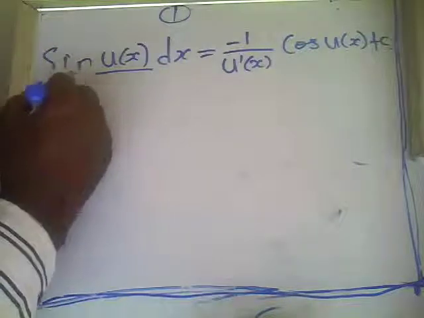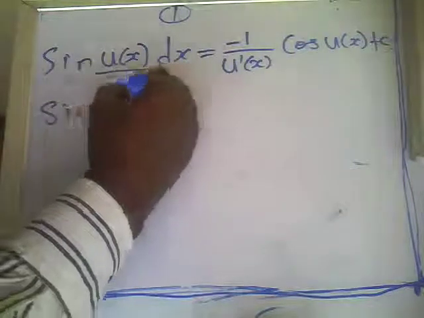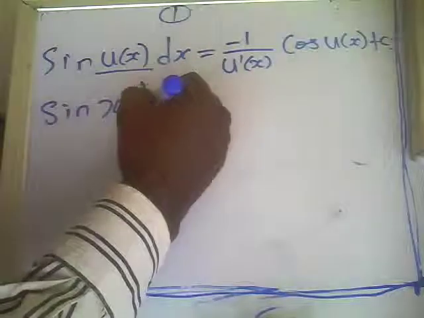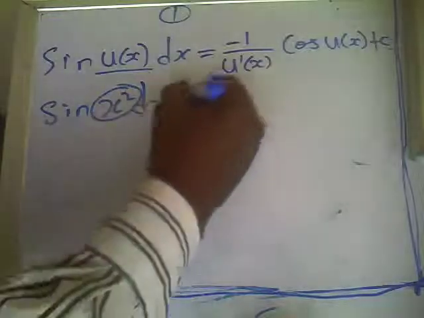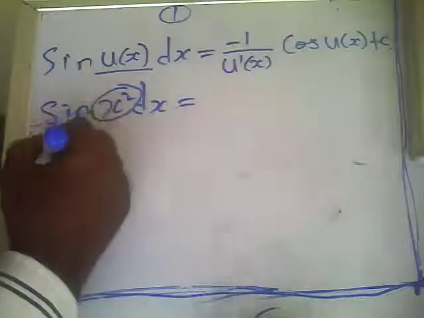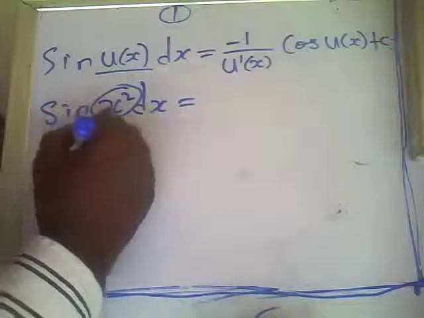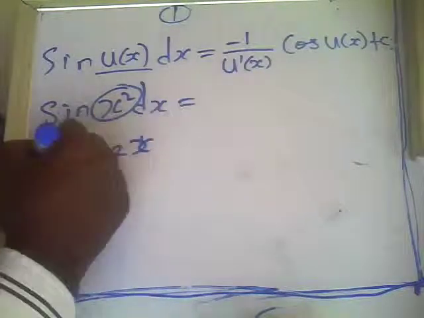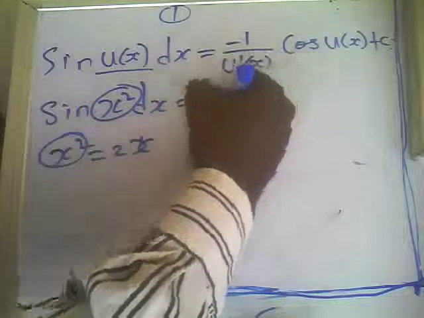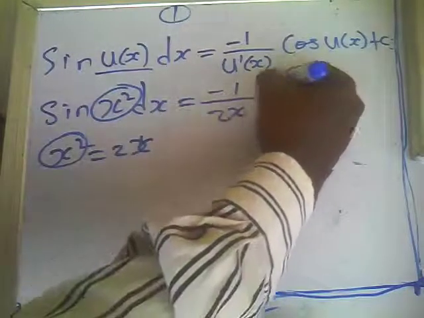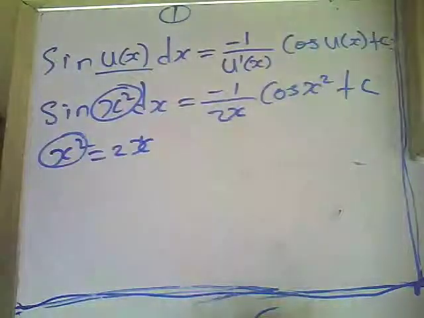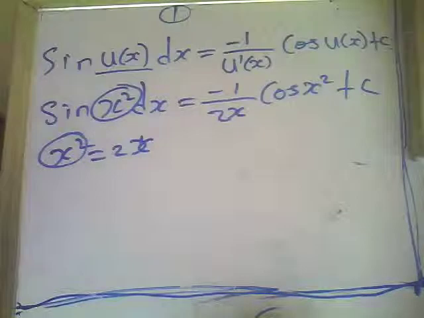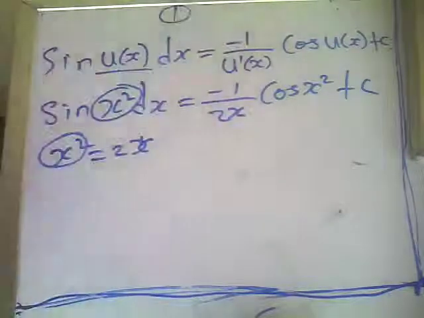Remember to always add the constant. Let's assume we have sine x squared dx. What we're going to do is differentiate this x squared. The derivative of x squared is 2x. So we now have minus 1 over 2x. Then that is going to be cos x squared plus c. That's a simple technique, and it explains this rule that I gave to you.